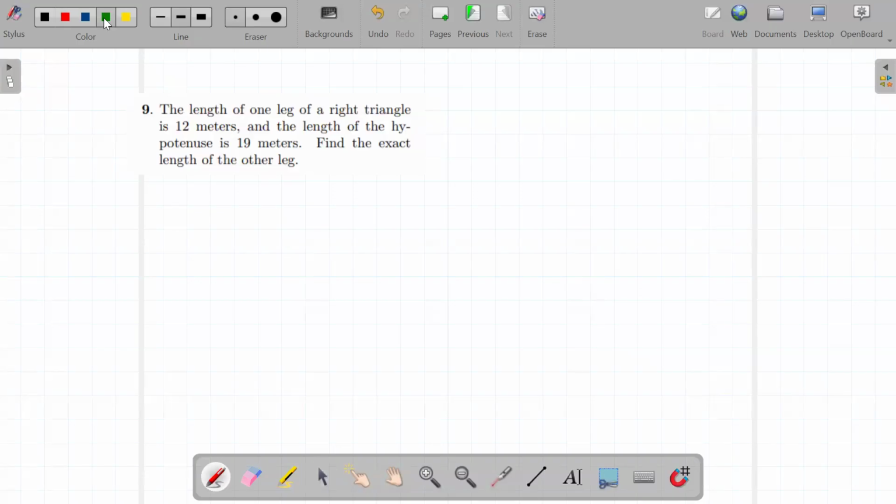So the length of one leg is 12. The length of the hypotenuse is 19. Okay, so this one's a little bit different. All right, so let's say this is my 12. And then the hypotenuse is 19. So maybe that could be around 19-ish. So that would be my 19. And I don't know this other leg. So I'm going to color that one different. And I'm going to put the right angle there.